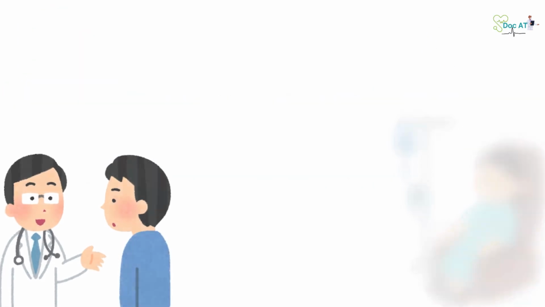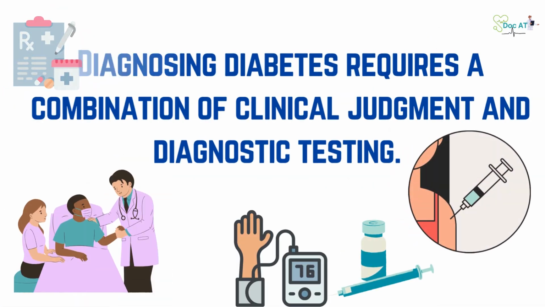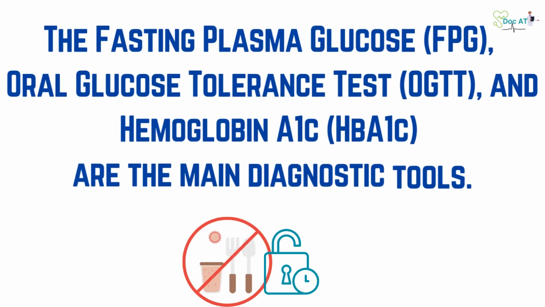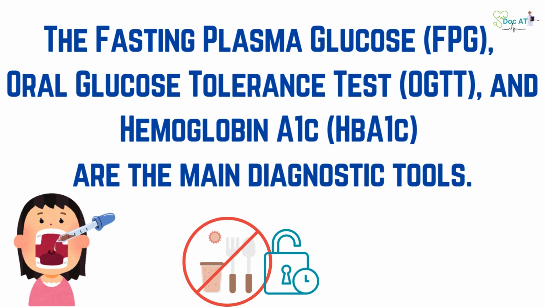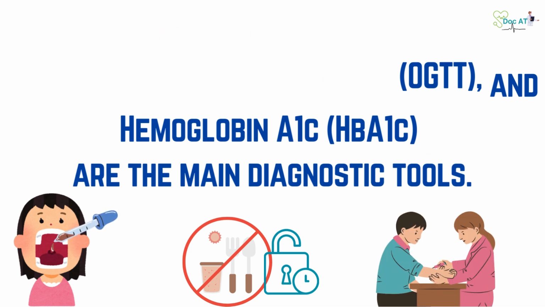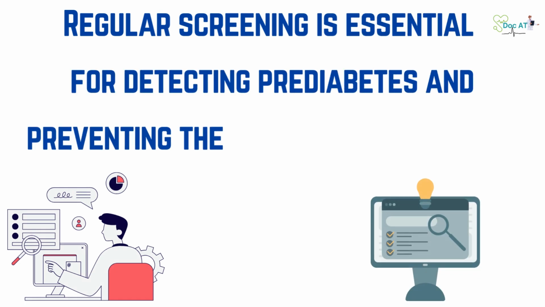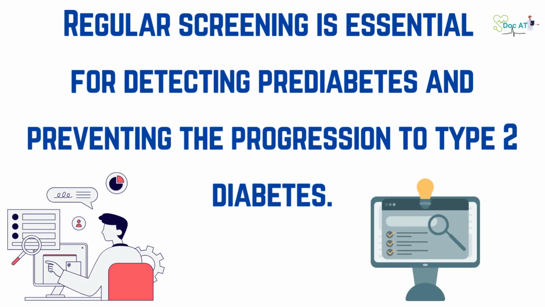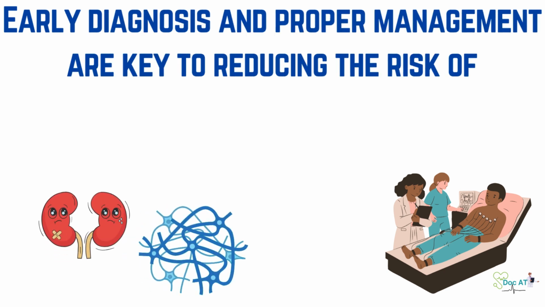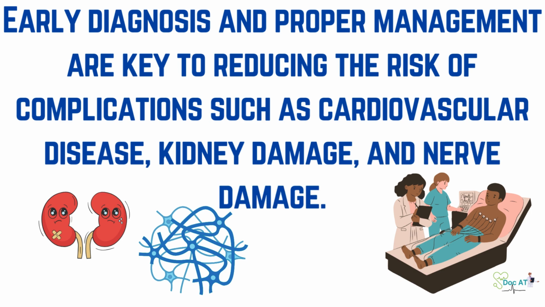Conclusion. Diagnosing diabetes requires a combination of clinical judgment and diagnostic testing. The fasting plasma glucose, FPG, oral glucose tolerance test, OGTT, and hemoglobin A1C, HbA1c, are the main diagnostic tools. Regular screening is essential for detecting prediabetes and preventing the progression to type 2 diabetes. Early diagnosis and proper management are key to reducing the risk of complications such as cardiovascular disease, kidney damage, and nerve damage.